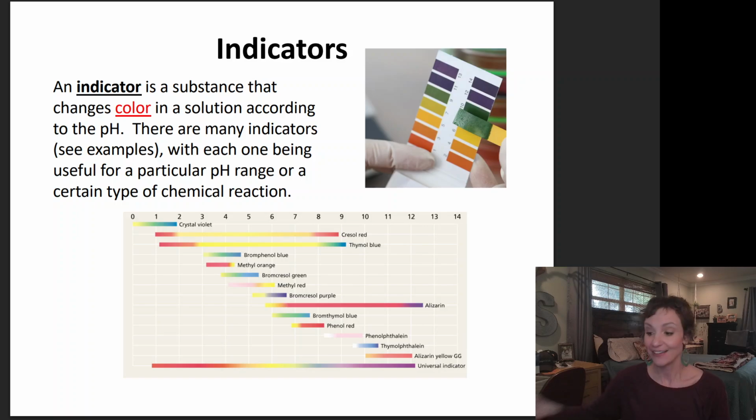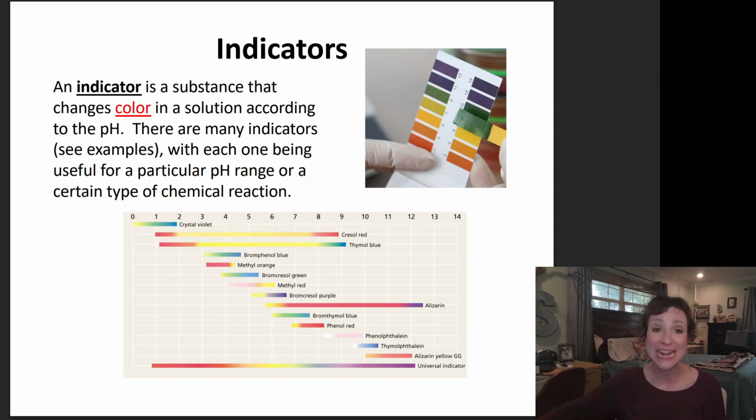All right, now indicators. We had up on our chart a list of potential pH indicators. We had colors written down there, and you were like, okay, sounds good. Now let's talk about what indicators are. An indicator is a substance that changes color in a solution according to the pH of that solution.